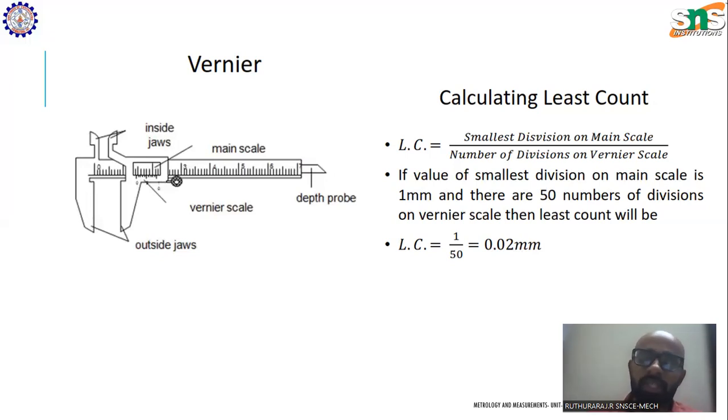The smallest division on a main scale is 1 millimeter, and the number of divisions on a vernier scale is 50. A vernier caliper will have 50 divisions, whereas a micrometer will have 100 divisions. Hence 1 by 50 is 0.02 millimeter. For a steel rule, 1 millimeter is the least count, whereas a vernier caliper has a least count of 0.02 millimeter. So the accuracy value is much, much higher. That's the reason we call the vernier caliper a precision measuring instrument.